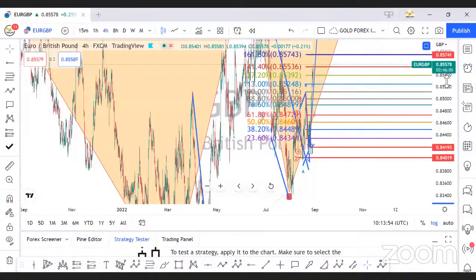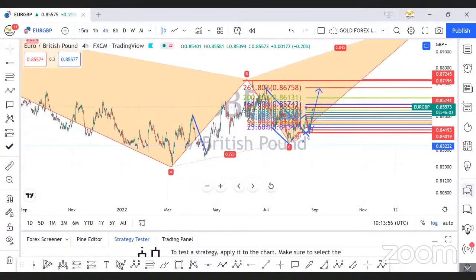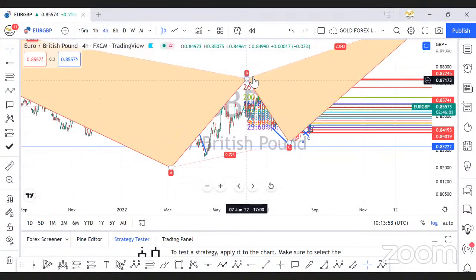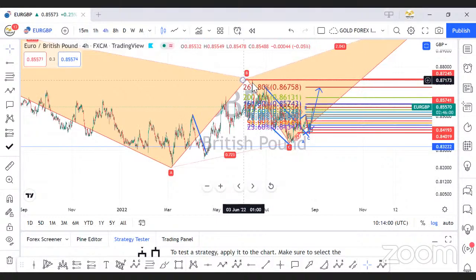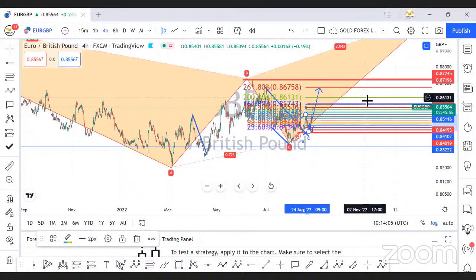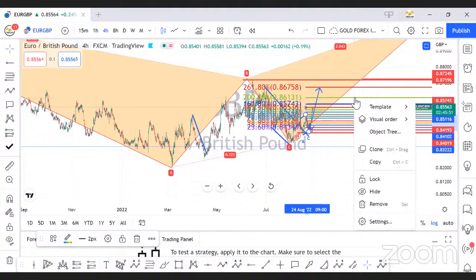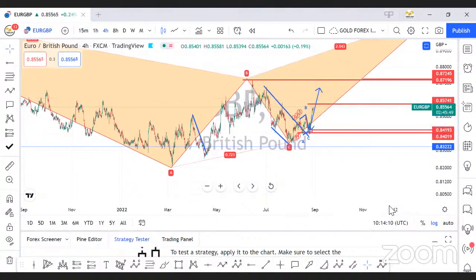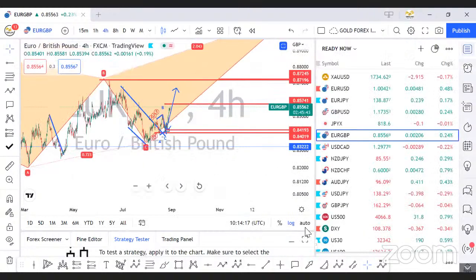This move is very, very big. This is the take profit one. This level is take profit one. And this is on a 4-hour time frame. So that's the plan for euro pound.